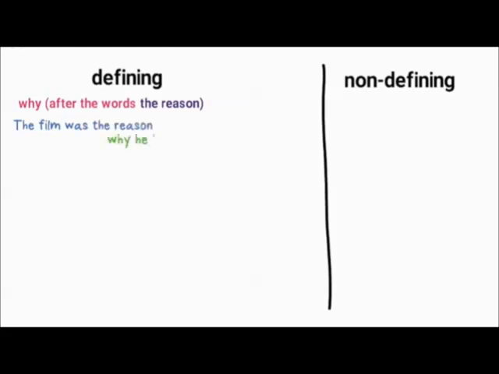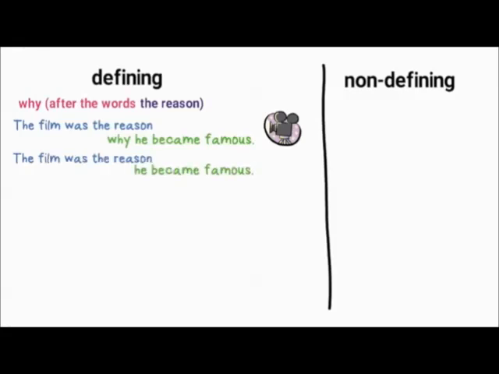Some relative pronouns can only be used in defining clauses. Why can only be used in a defining relative clause after the words the reason. So, for example, the film was the reason why he became famous. And like when, the relative pronoun why can be omitted in defining relative clauses. So you can also say the film was the reason he became famous. And you cannot use why in non-defining relative clauses.